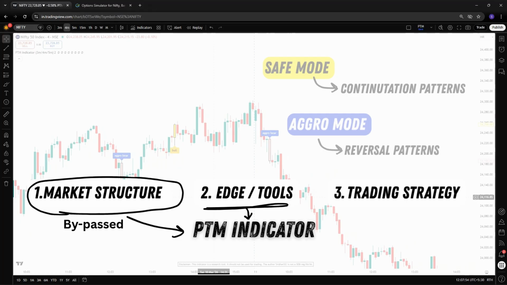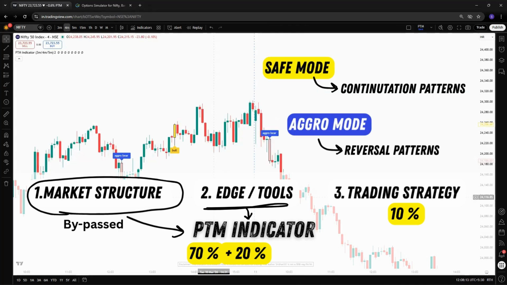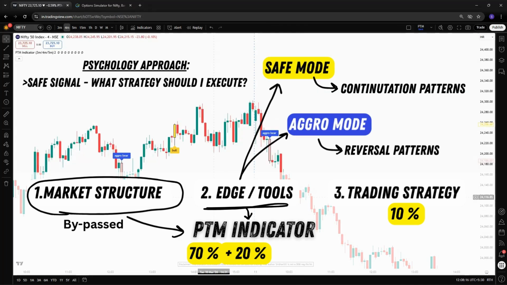So go back to the formula which I told you, market structure plus edge plus your trading strategy. Your PTM indicator is the edge, and also that is a research tool which will bypass the market structure. So 70% market structure weightage, I don't have to study. I don't have to study that much price action. My work will be very simple. The PTM indicator itself will study the market structure with price and time. Then it will tell me there is a safe mode, that is nothing but your bull signal, which is nothing but your continuation pattern. So what strategy should I execute? Very simple approach, right? Same thing if I get an aggressive bear or bull signal. This is an aggressive setup. What is your strategy? That's all. That's it. That is my simple setup.